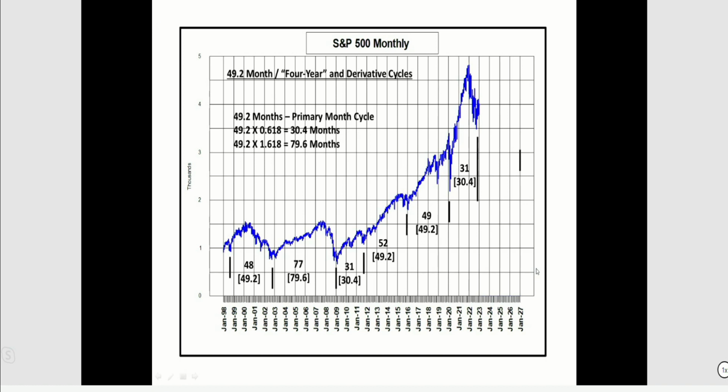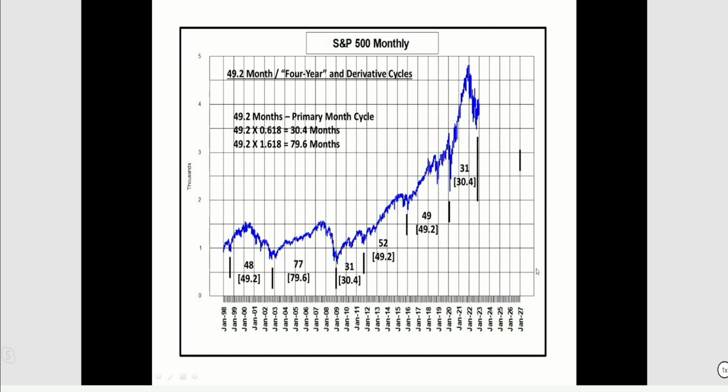The most prevalent of these cycles you see on the screen is 49 months, and that's approximately 4 years. Some analysts might refer to that as the 4-year cycle. It's actually 49.2 months, and there's some Fibonacci math that goes into that. But that is the dominant cycle length, trough to trough, on the monthly charts.